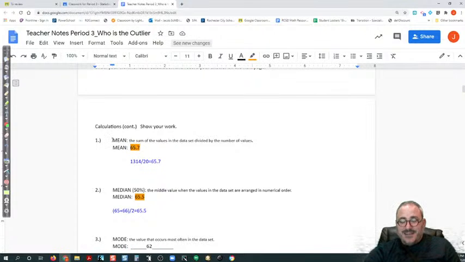That's the mean. That's the average. That's how we find the average. We add everything up, and we divide by how many numbers there are. Okay? There's a very similar word. It sounds like it, but it's a little bit different. Median. Median, I want you to think the middle. All right? Median is the middle value when the values in the data set are arranged in numerical order and the highest and the lowest are eliminated.